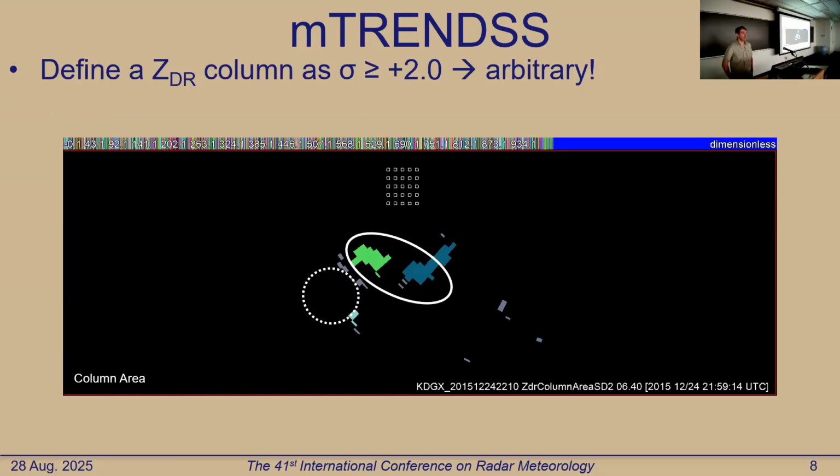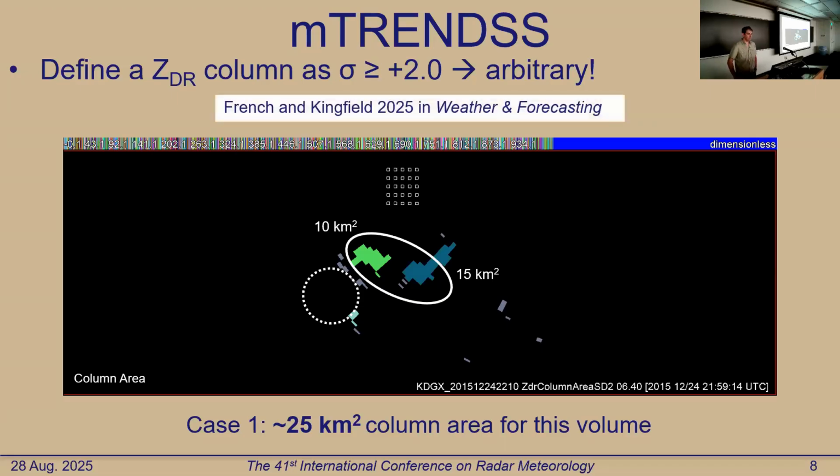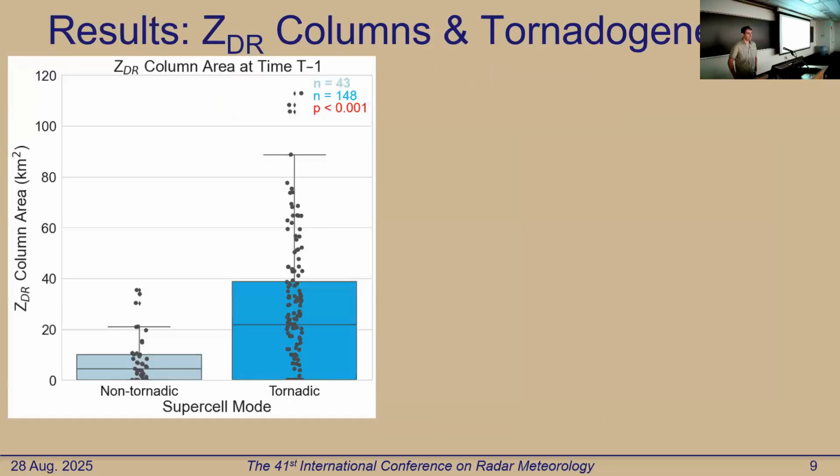And this is 1 kilometer above the freezing level. So in this case it had a ZDR column area of 25 square kilometers. All right, so that's how we do it. You can ask me more about how we define ZDR columns if you're interested in that. We just published that a few months ago.